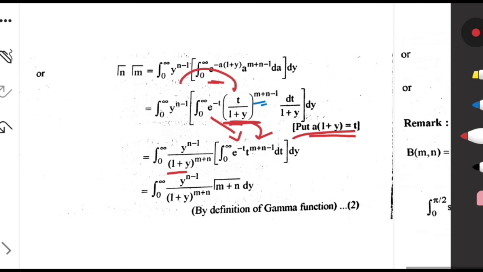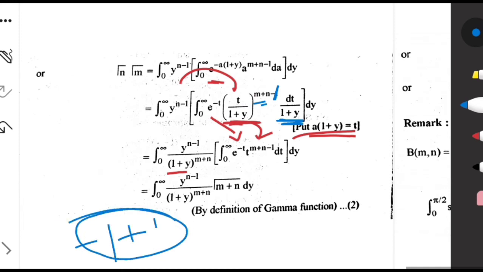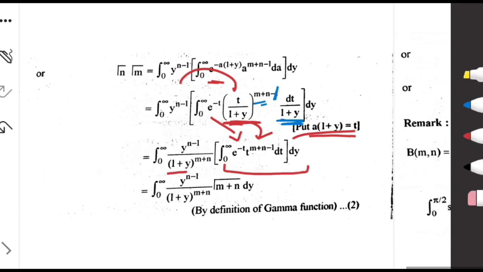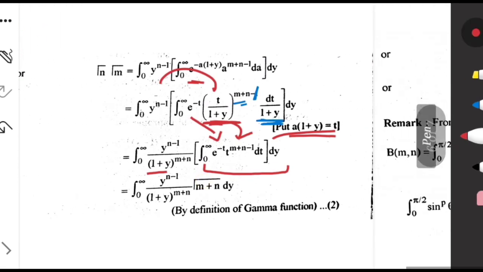To avoid any confusion, like why we took 1 plus y to the power m plus 1, why not minus 1? Here we have one more term, 1 plus y, so this minus 1 will get cancelled, like minus 1 plus 1. Okay, so I'm just taking m plus 1 outside the bracket, and this term will be as it is. And according to the definition, this is gamma m plus n. Okay, you can compare it with the definition of the gamma function. You will get to know that this is gamma m plus n.